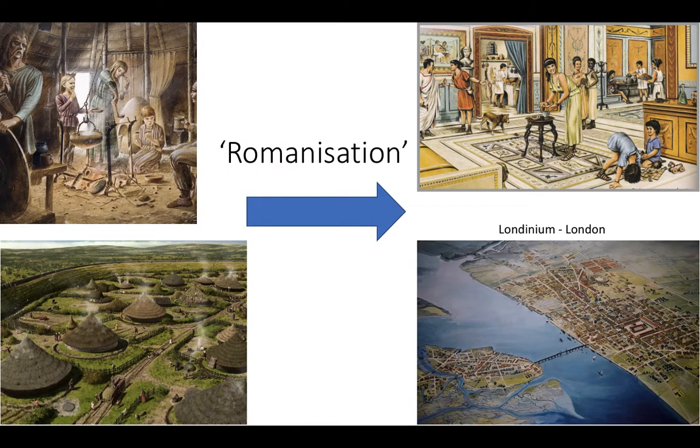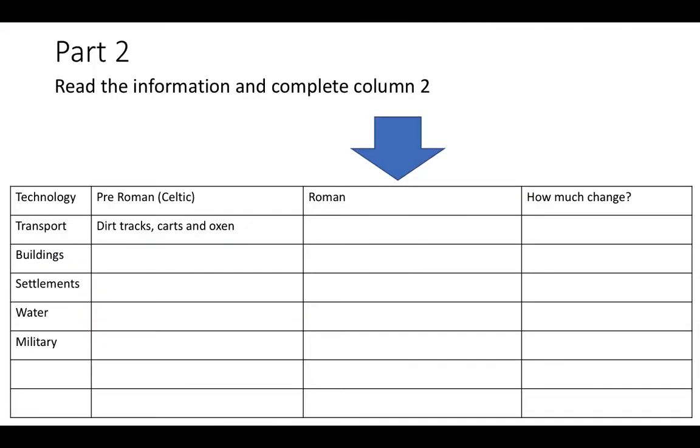So we're going to now look at the Romanization, and you can start to look at the differences between these images and start filling in your second part, but that's the one we're going to look into now. So the second part is we are going to complete column number 2 on the Romans. So we need to look out for these types of technologies: transport, building, settlements, water, and military. And you need to fill in the table in as much detail as possible.